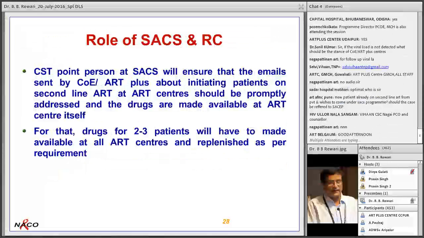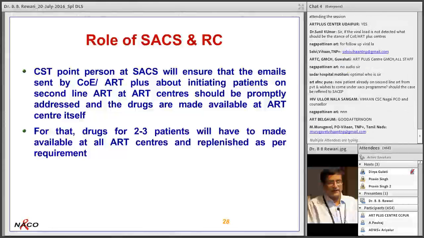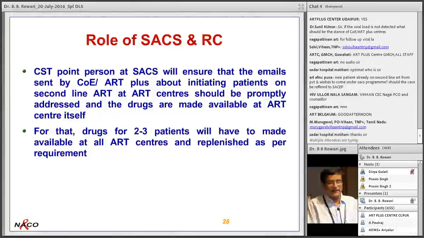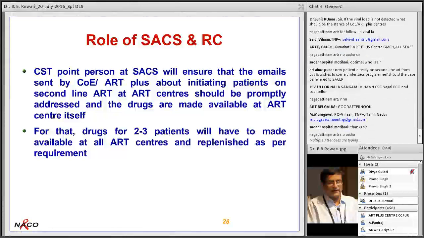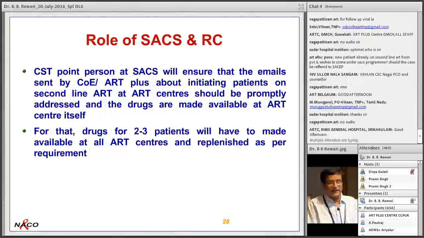So the CST focal person at SACS, it may be JD, it may be DD, it may be AD, they will ensure that emails are sent by a COE or ART plus center. When COE or ART plus center will initiate a patient, they will intimate their referring center. They will copy that mail to SACS also, to the focal person at SACS. And SACS will ensure that drugs are immediately made available at the ART center, and for that, drugs for 2 to 3 patients will have to be made available in advance and replenished regularly at ART centers.